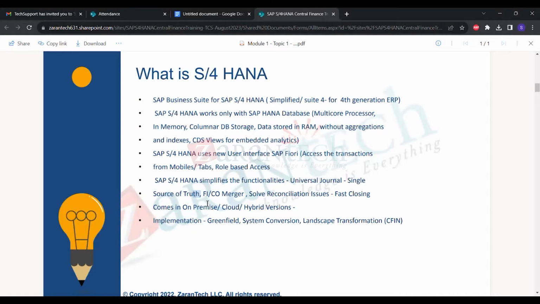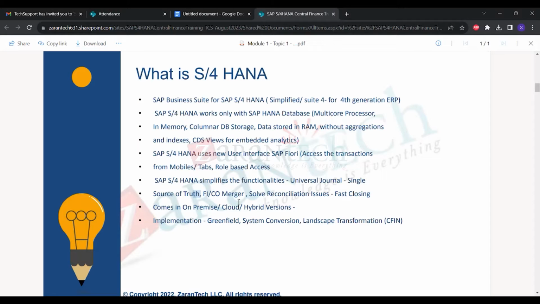So similar to S4 HANA, we can have all the three options for implementation of central finance as well. On-premise, in which you will own the hardware and the data will be stored on the customer premises. Cloud, where you will be renting the hardware or software from SAP directly. And then the central finance hybrid version, where we'll be using a mix of both cloud as well as S4 HANA on-premise versions.